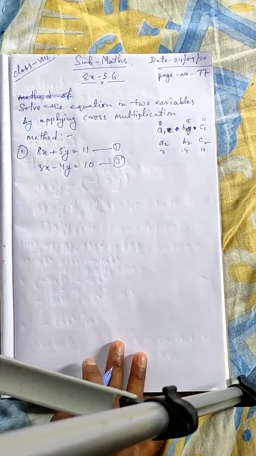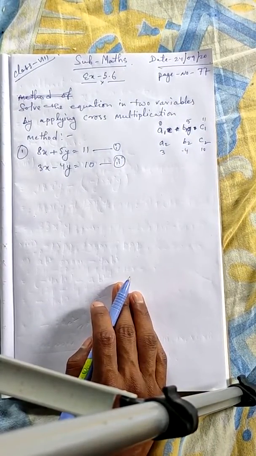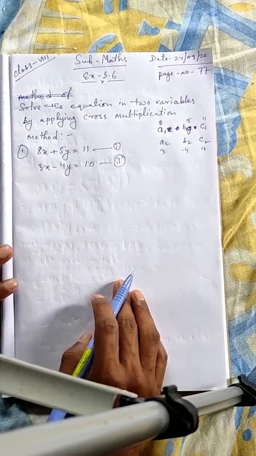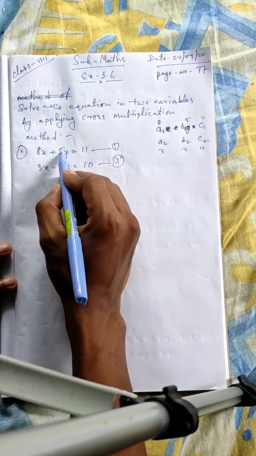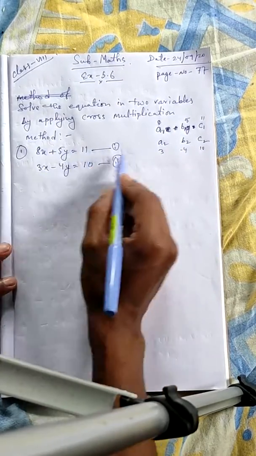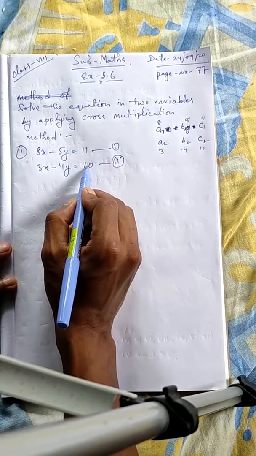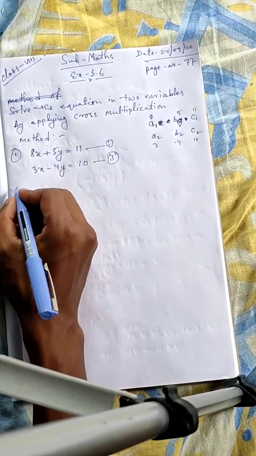So you have to remember the formula. Wait, I will write down the formula. a1 means 8, b1 means 5 and c1 means 11, and a2 means 3, b2 means minus 4 and c2 means 10. Okay, so now let's do it. Now the solution.